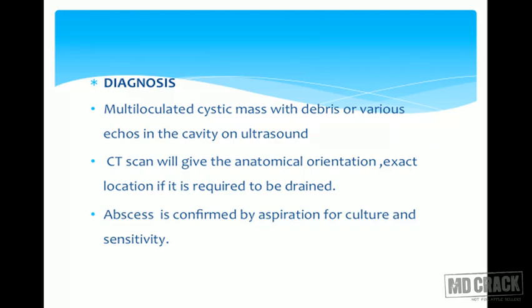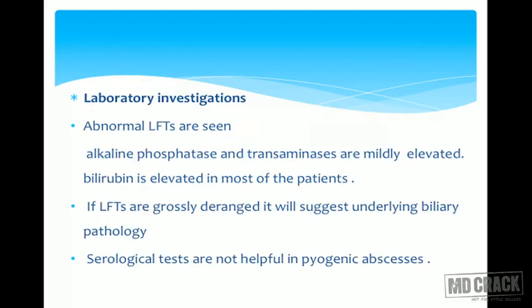So once you diagnose it is containing hypoechoic abscess in the liver, it is further diagnosed with needle aspiration. Mind well, you should have ruled out hydatid cyst of the liver before aspiration based on sonological criteria. Laboratory investigations will show abnormal LFTs, abnormal liver function tests like alkaline phosphatase and transaminase are mildly elevated. Bilirubin is elevated in most of the patients.